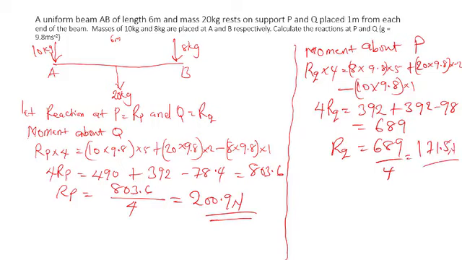So, because the question is to calculate the reactions at P and Q, the reaction at P, that's moment about Q, is equal to 200.9 Newton, and the reaction at Q, that is moment about P, is equal to 171.5 Newton.